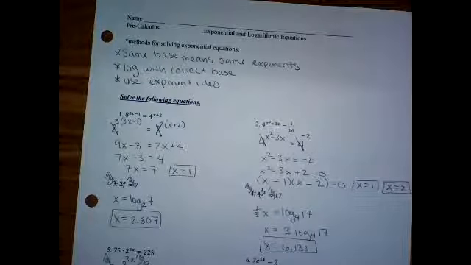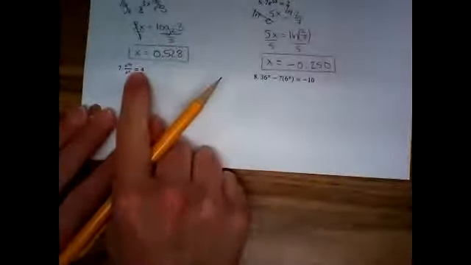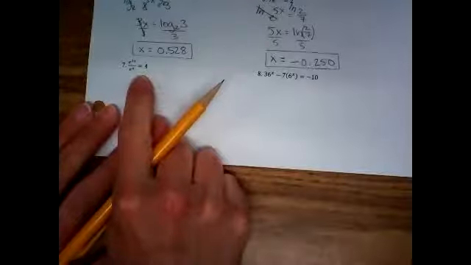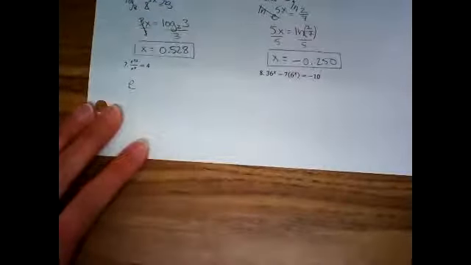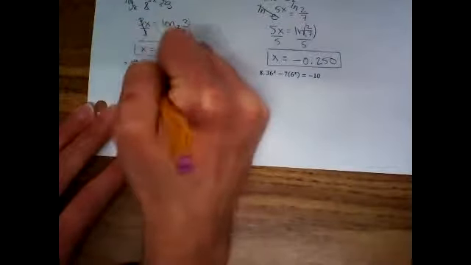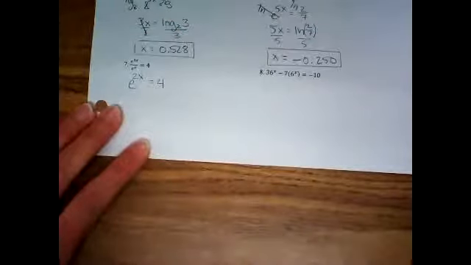Exponent rules. When you multiply, what do you do to your exponents? Good. When you divide, subtract; a power to a power, multiply. Okay, so look at number 7. Do you see how that's being divided? That means we're going to subtract the exponents. So subtract them. 3x minus 1x is 2x. You get e to the 2x equals 4.